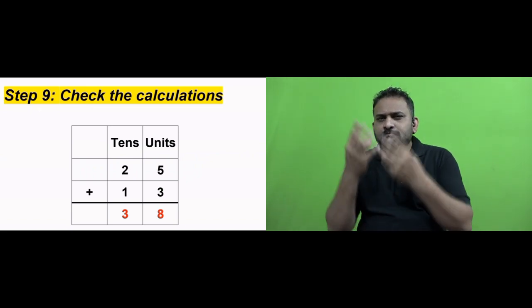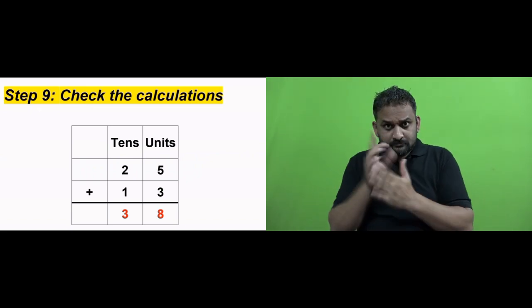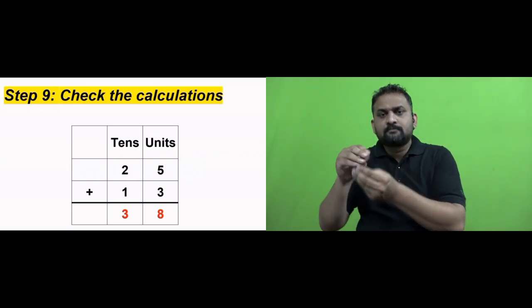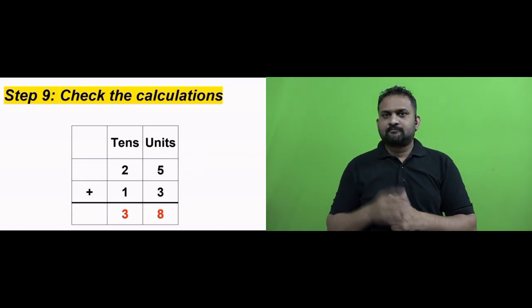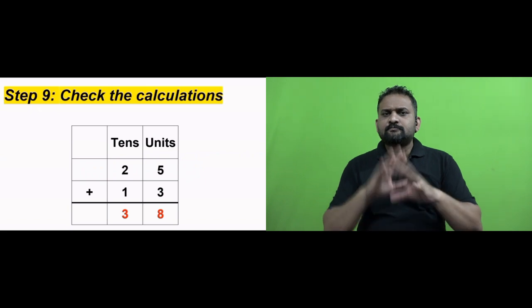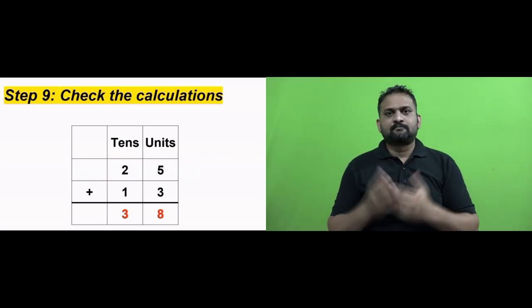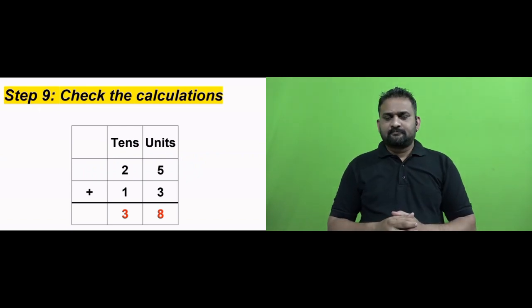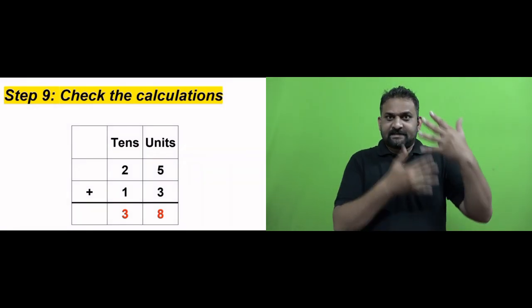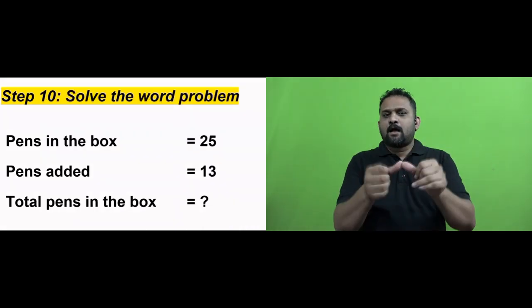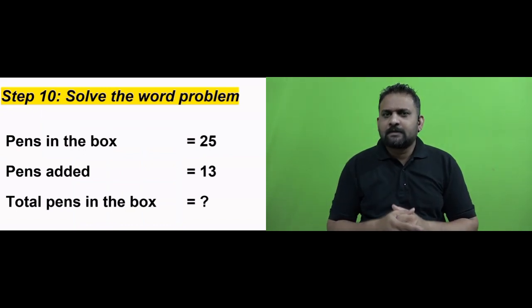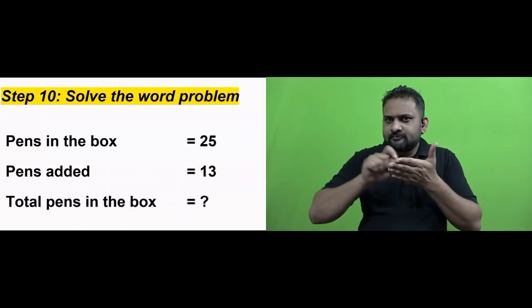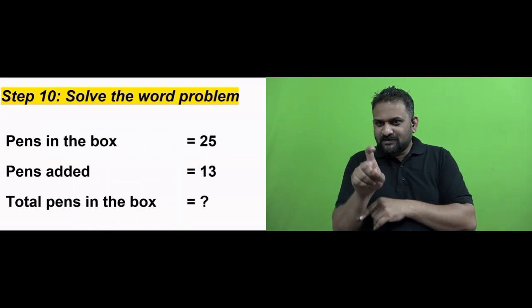So let's calculate and see if our additions are correct. 5 plus 3 equals 8. Yes, the answer is correct. Let's check the numbers in the tens place. 2 plus 1 equals 3. That's correct too. So the next step is step 10, solve the word problem. Do you remember what to do here? That's right. We need to write the answer in the place of the question mark.